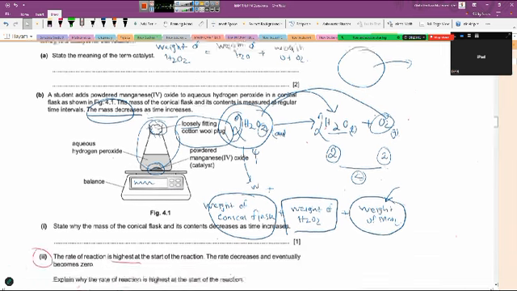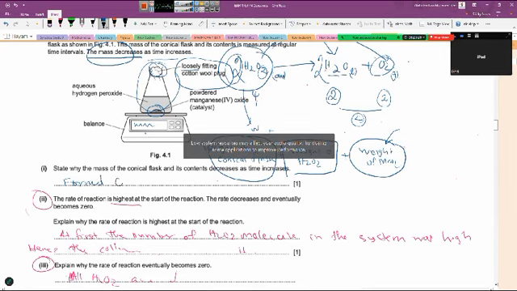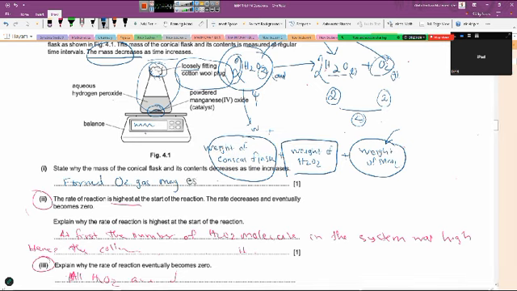Now, this is what they are asking in the first part. State why the mass of the conical flask and its content decreases as time increases. Why? Because the formed or decomposed oxygen gas may escape through the gaps in the loosely fitting cotton wool plug.